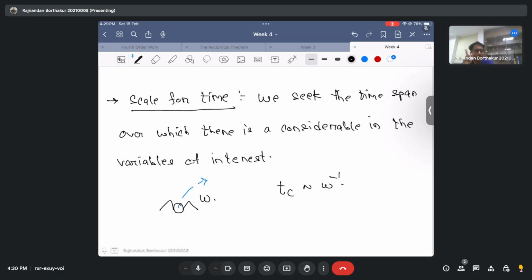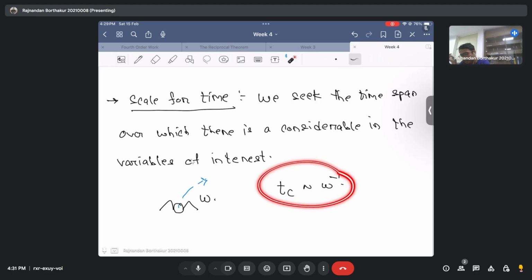And that's why the time scale, that is the time span over which there is a considerable change in the variable of interest, which is the disturbance velocity of the air, is proportional to the frequency at which the bird is flapping its wings. And that's why we will choose the time scale as omega inverse in this problem.